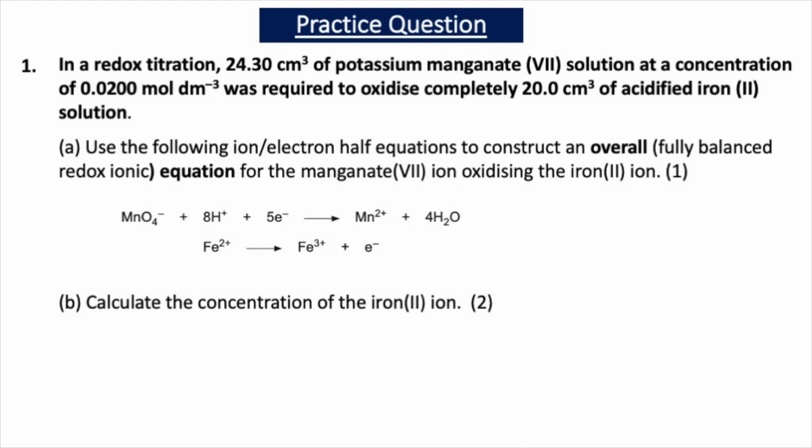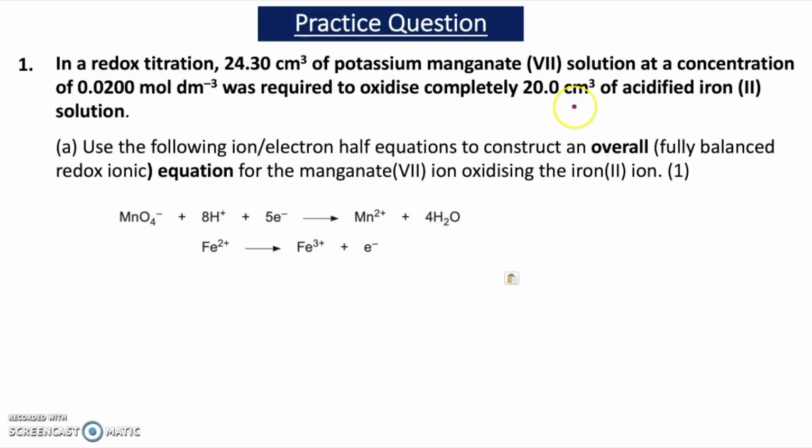So in this first question it says, in a redox titration, 24.30 centimeters cubed of potassium manganate 7 solution at a concentration of 0.0200 moles per decimeter cubed was required to oxidize completely 20.0 centimeters cubed of acidified iron 2 solution. And the first part of the question is asking you to use the following iron electron half equations to construct an overall equation for the manganate 7 ion oxidizing the iron 2 ion, and it's a 1-mark question.